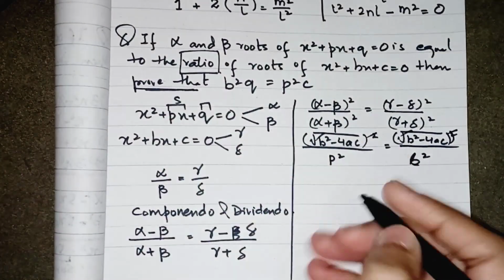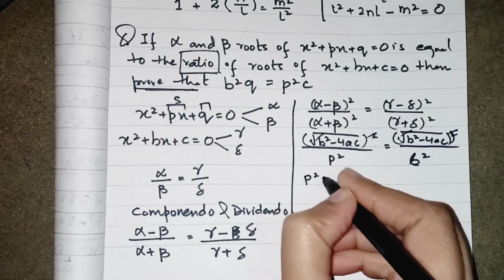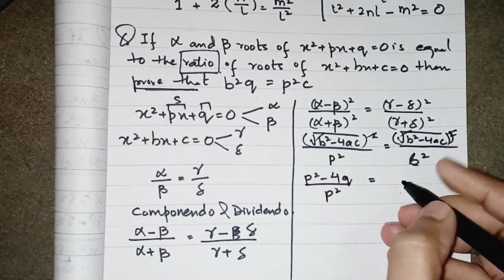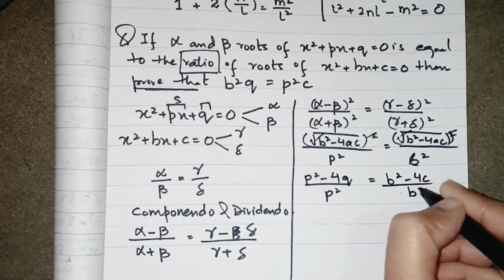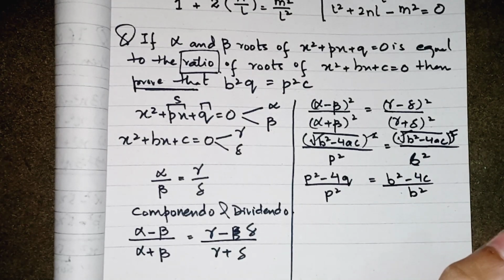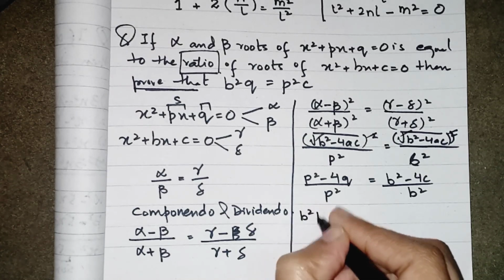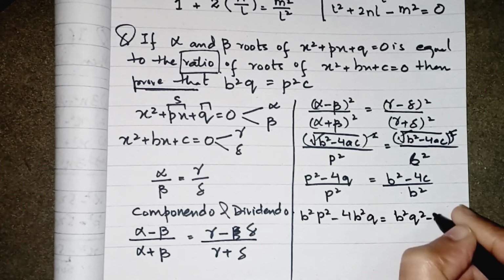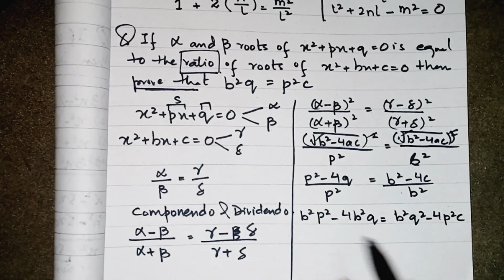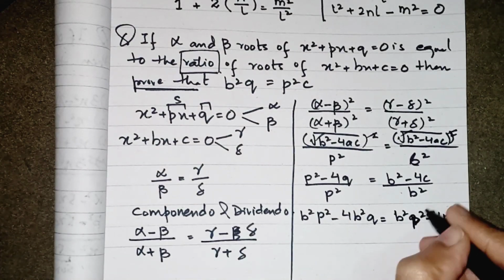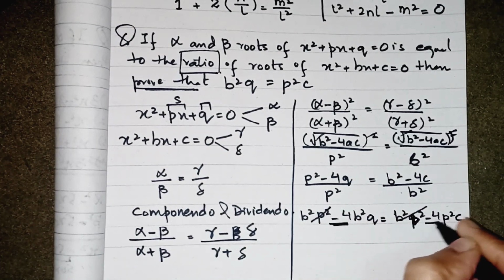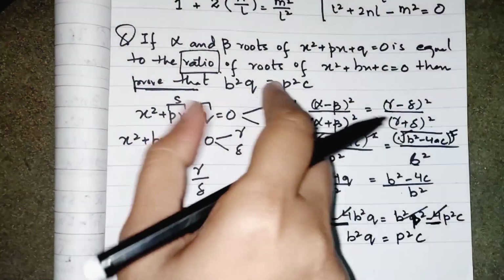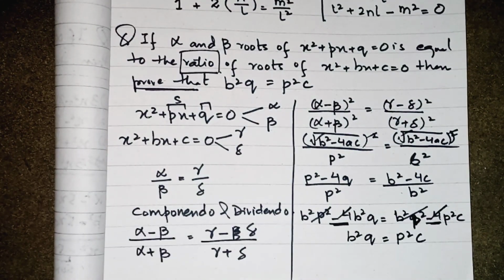The value of a is 1, in alpha we have p square minus 4q upon p square equals to, similarly, the value is b square minus 4c upon b square. To get the value, we have to do cross multiplication over here, so it will be b square p square minus 4b square q is equal to b square p square minus 4p square c. B square p square and this one will cut out each other, and in both terms we have minus 4 and minus 4, so they also cancel out each other. So we get b square q is equal to p square c, which is the given condition that we have to prove.